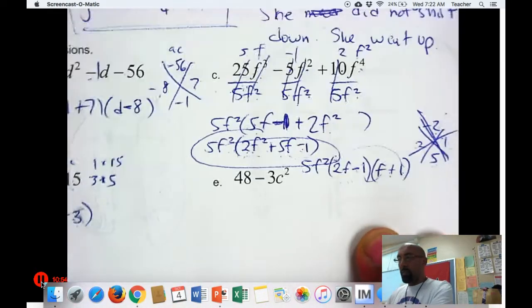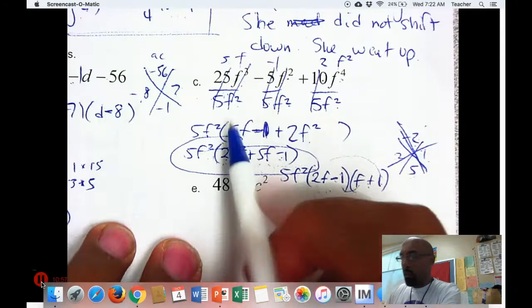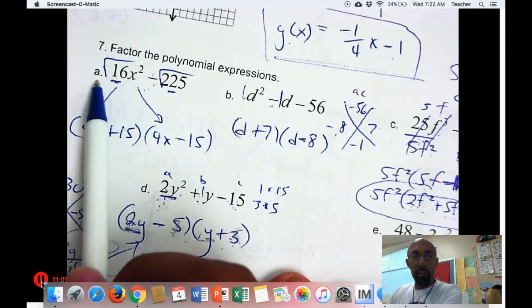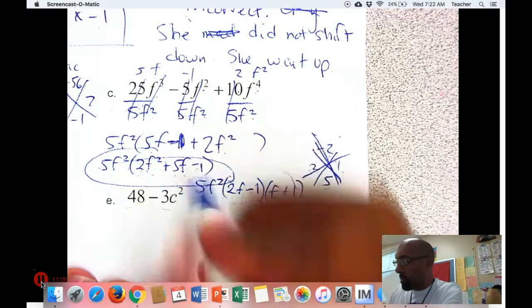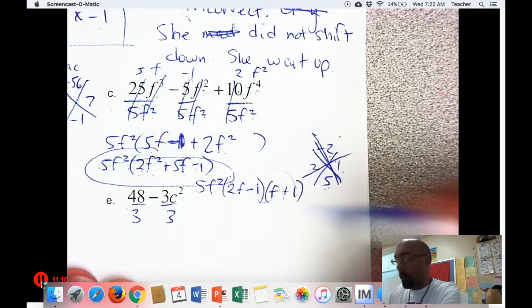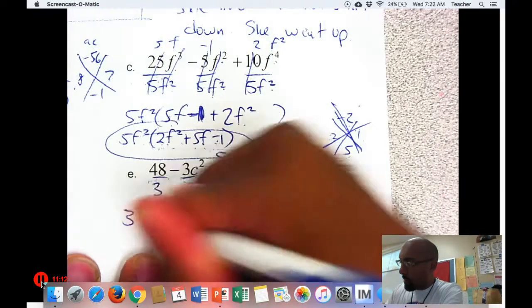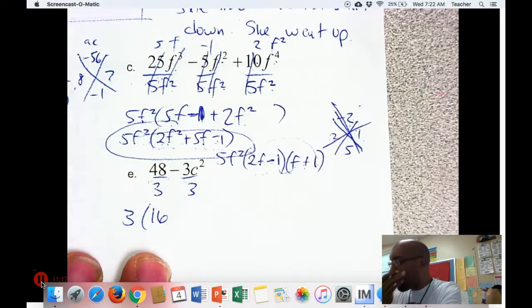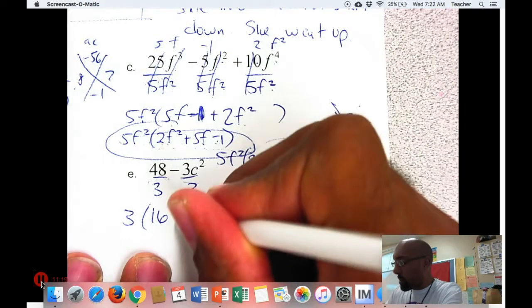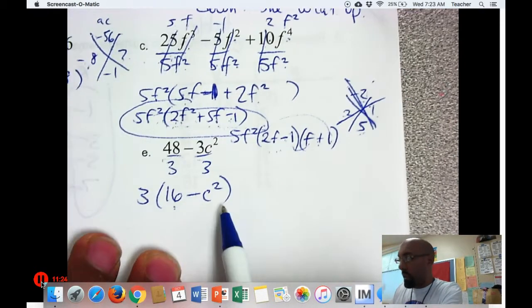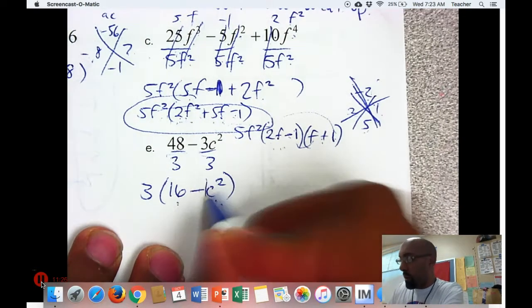Okay, so now this one. Well, that's not a perfect square, that's not a perfect square, so I can't just do that quick method like this shortcut. But I do notice that I can divide 3 into both of these, so I'll do a GCF. Divide out 3. 48 divided by 3 is 16. Then 3 divided by 3 is 1, so that'll just be c squared. But now I notice that's a perfect square, because it's just 1.